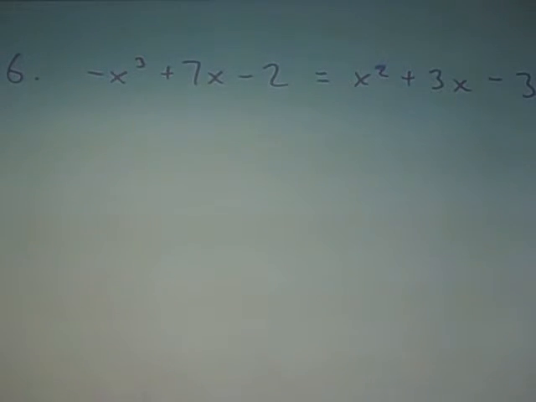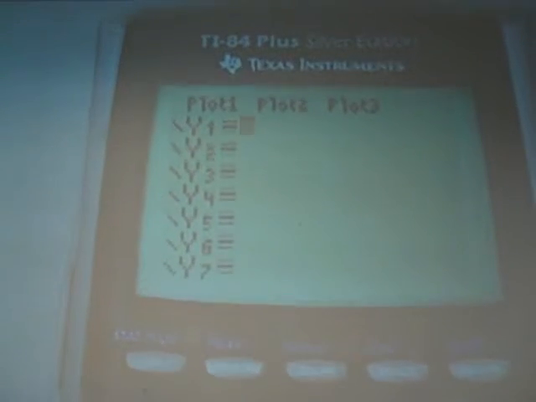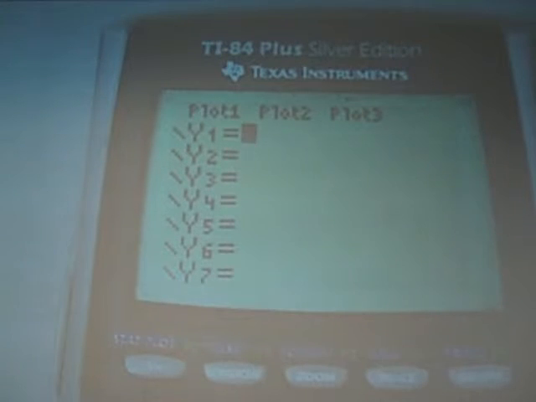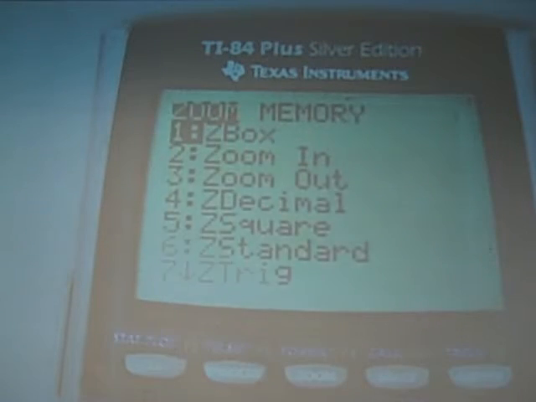And then the third one, they give us negative x cubed plus 7x minus 2 is equal to x squared plus 3x minus 3. We could move everything over to the left-hand side and repeat the same process that we've just done, but what I'm going to do is show you the other method the book has for this one. And that is in y1, put in negative, and by the way, you have to push the negative sign, not minus. Negative x cubed plus 7x minus 2. And then in y2, put in x squared plus 3x minus 3. And do zoom 6.